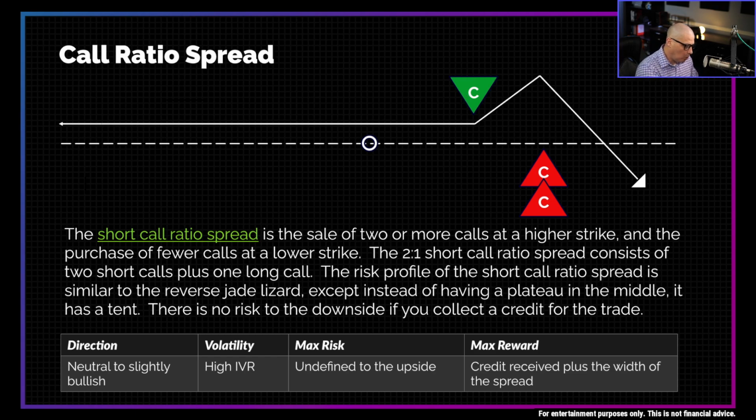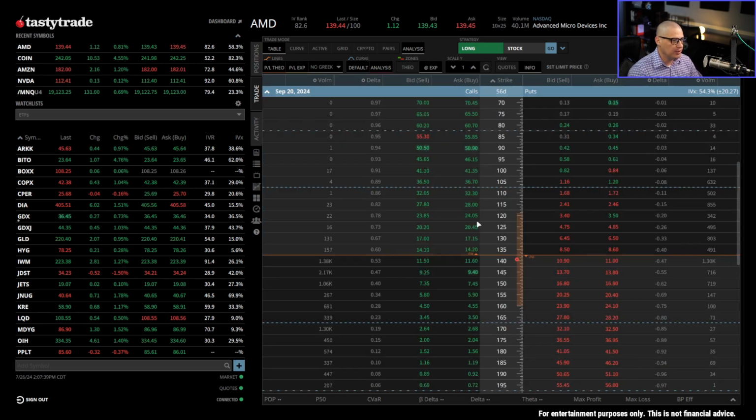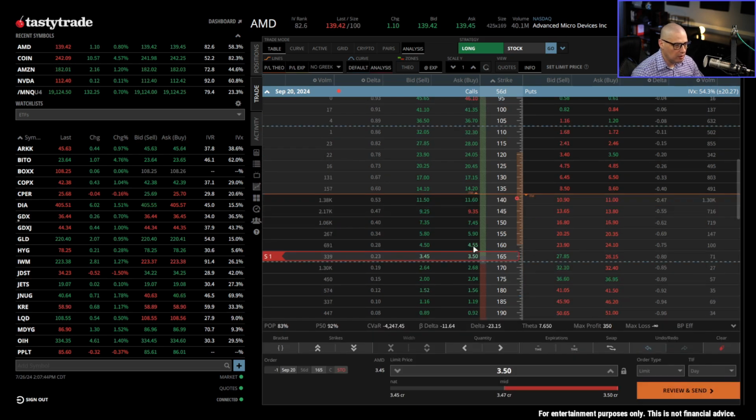So let me show you the call ratio spread in action. Let's go ahead and put on a call ratio spread. Once again, we'll choose AMD for the underlying, and let's sell a call and buy a call. Let's do this at a 2-to-1 ratio. So I'm going to sell 2 of the 165 calls. I'm going to buy the 160 call. Once again, I'm going to receive a credit. I'm going to receive a 245 credit for this trade.